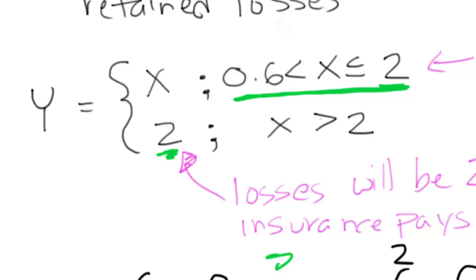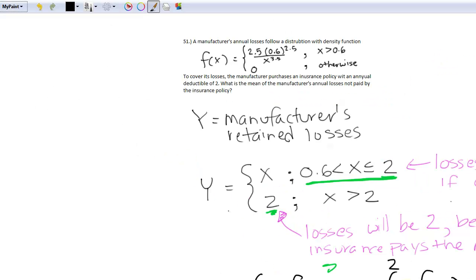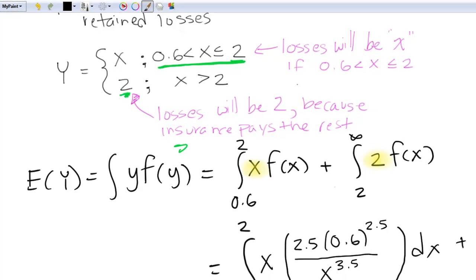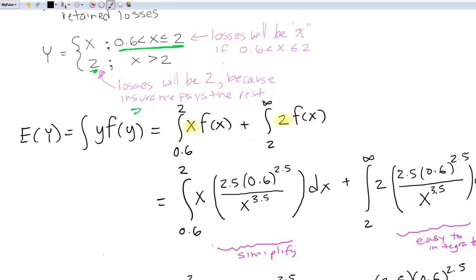Let me zoom out from here. What we're looking for is the mean of y, or the mean of the retained losses. So to recap, the mean is just y times f of y, but y is either x if x is between 0.6 and 2, and y is going to be 2 if x is between 2 and infinity.